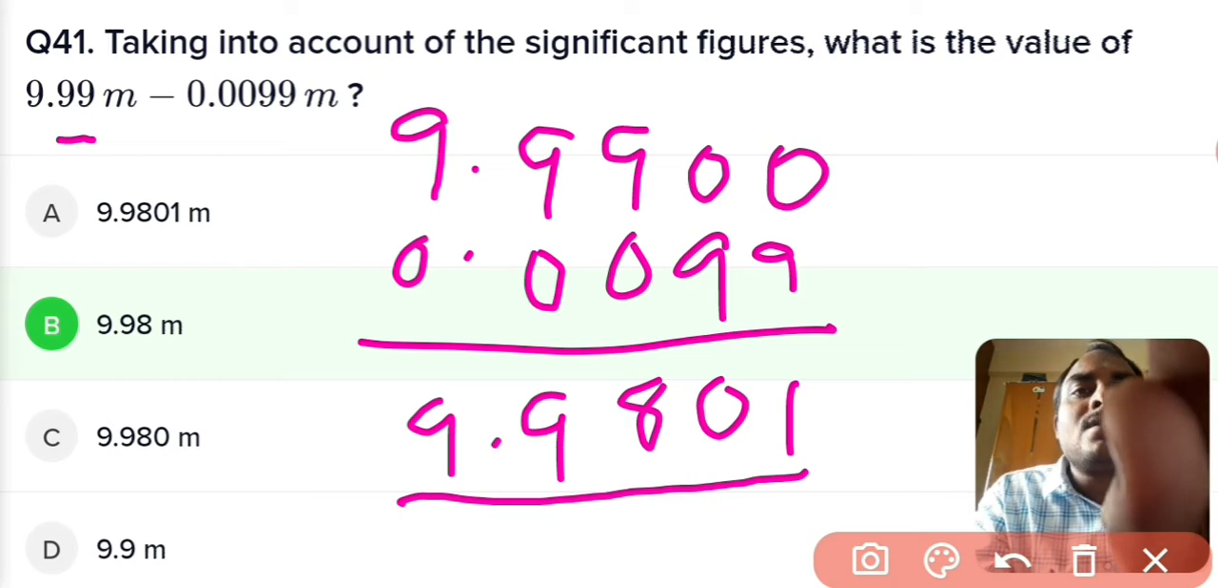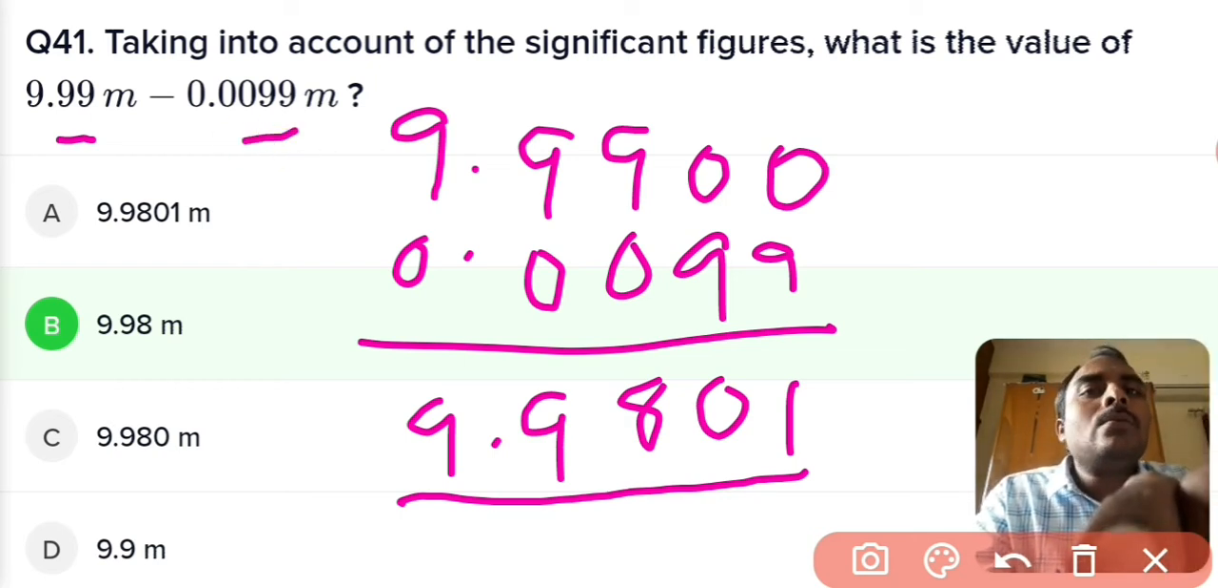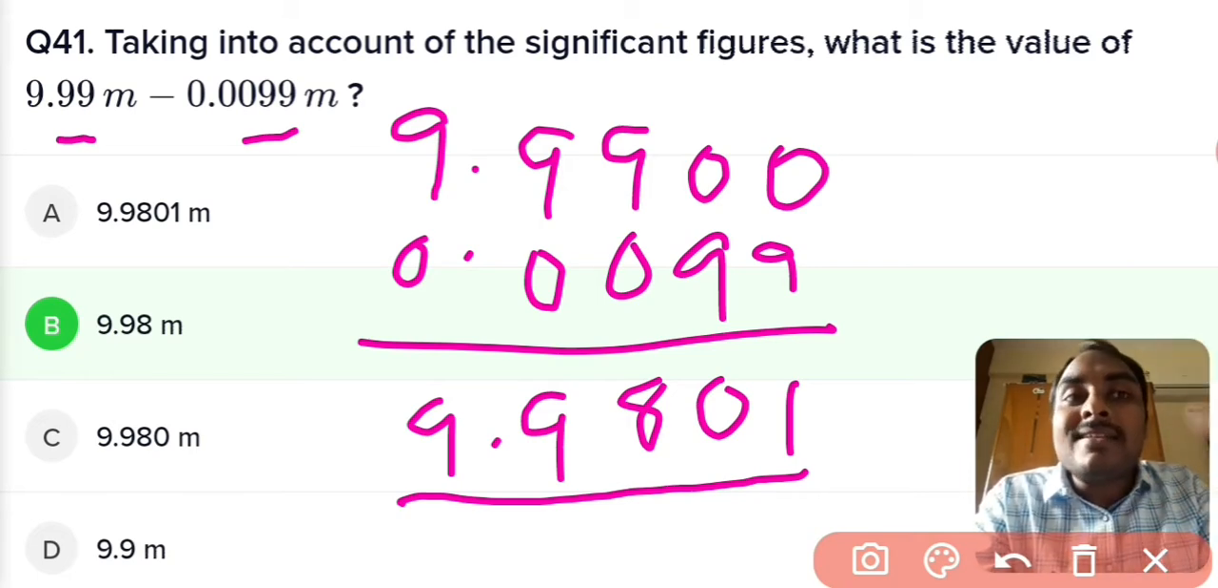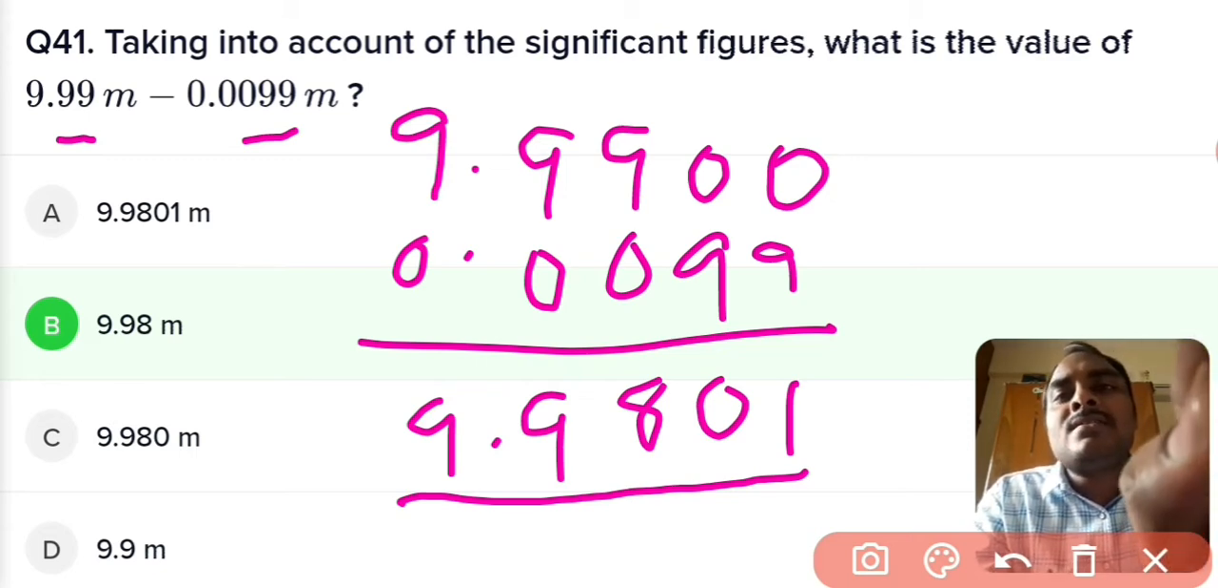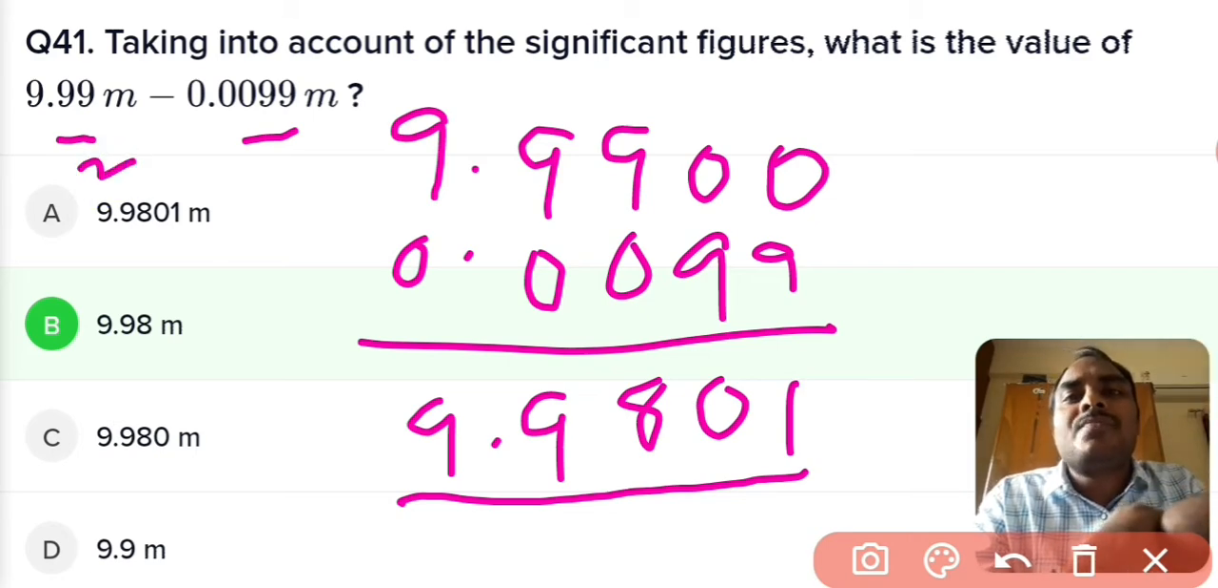After the decimal point, there are 2 digits. In the second number, there are 4 digits. So least is 2 decimal places in the first number. Then the final result also should have the least number of decimal places as there in the given numbers. So in the final result also 2 decimal places. After the decimal point, 9, 8 should be there.